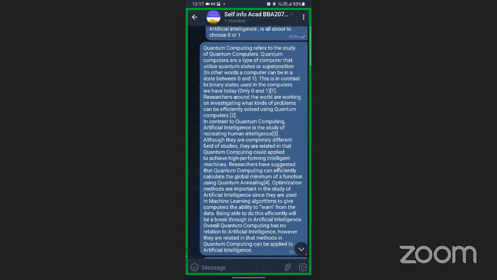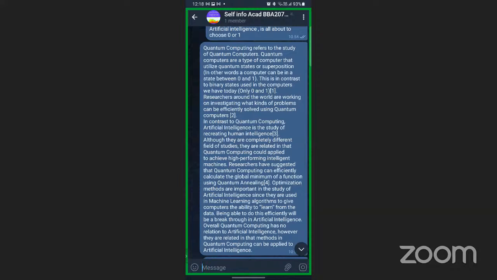See, here it is. You can read it, but if I go reading this, it will be a long session. Quantum computing refers to the state of quantum computers. Quantum computers are a type of computer that utilize quantum states or superposition. In other words, a computer can be in a state between 0 and 1. This is in contrast to binary states used in the computers we have today, only zeros and ones.